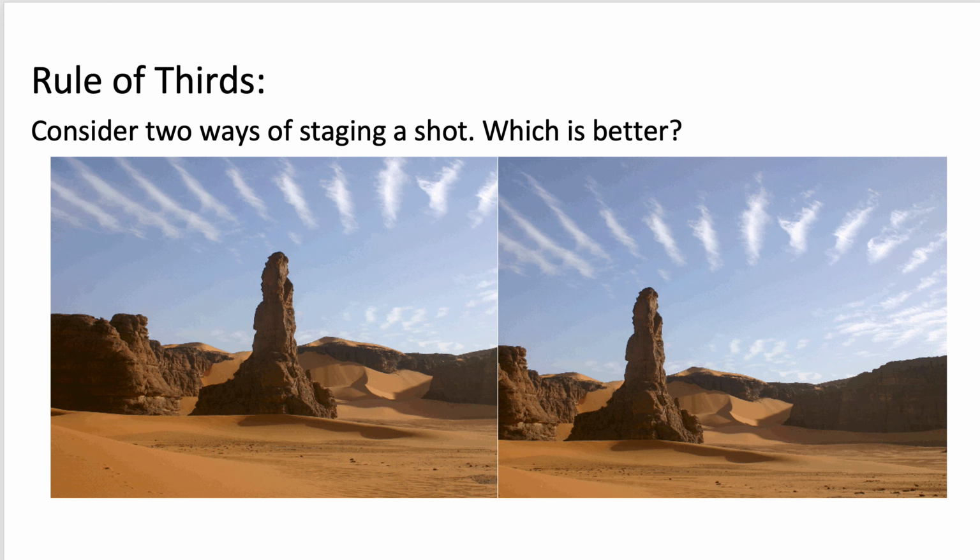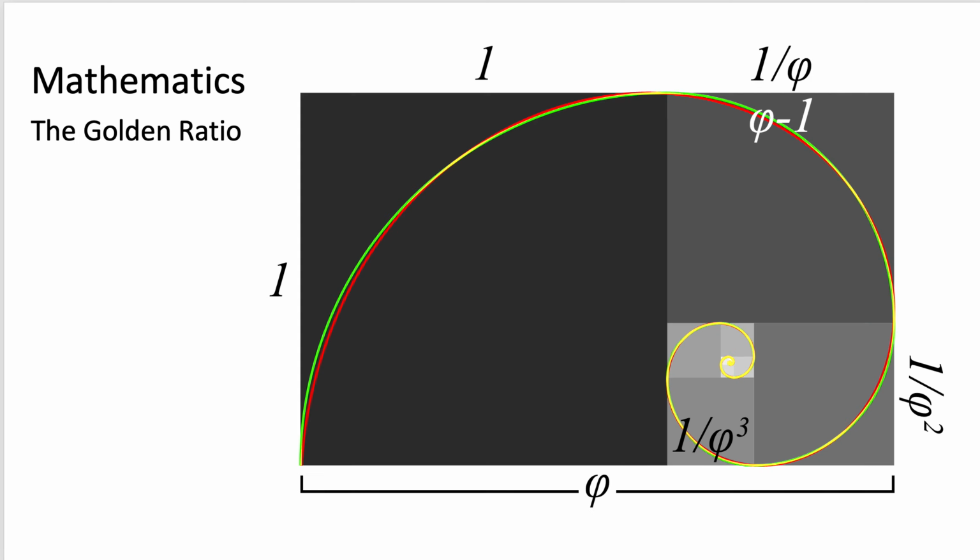So again, if we look at this image taken from Wikimedia Commons, the rock on the left is composed exactly in the middle of the frame, but if we look at the one on the right, it's slightly off to the left, and the one on the right is more visually pleasing, right? It's less symmetrical, but it's more harmonious and it's more attractive to the eye. We look at the image, we look at the rock, and then our eye is invited to move beyond it to the mountains behind. So it's just a more attractive way of staging things.